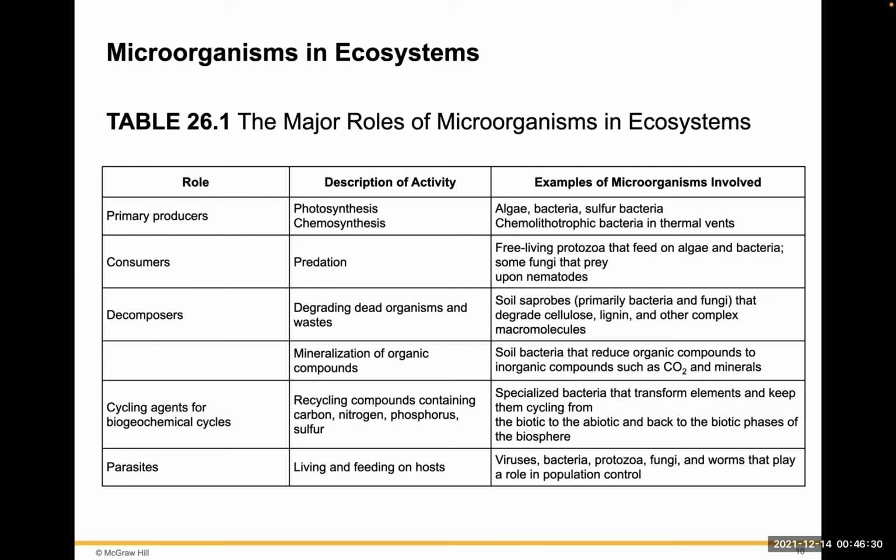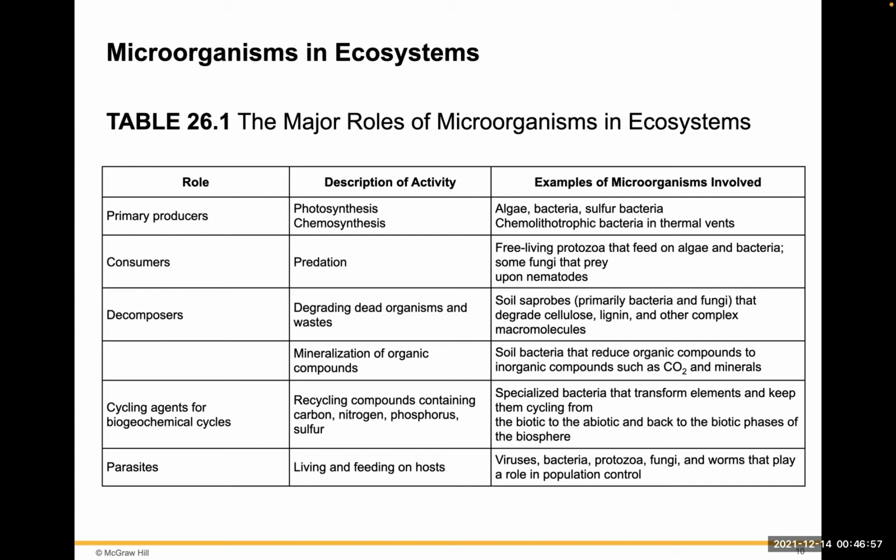We've got mineralization of the organic compounds: soil bacteria that convert organic compounds to inorganic compounds like CO2, so we can circle back and use it again. Okay. Cycling agents for biochemical cycles. We've got recycling compounds containing carbon, nitrogen, phosphorus, and sulfur. All the ones that our amino acids are made of, the building blocks for proteins for life.